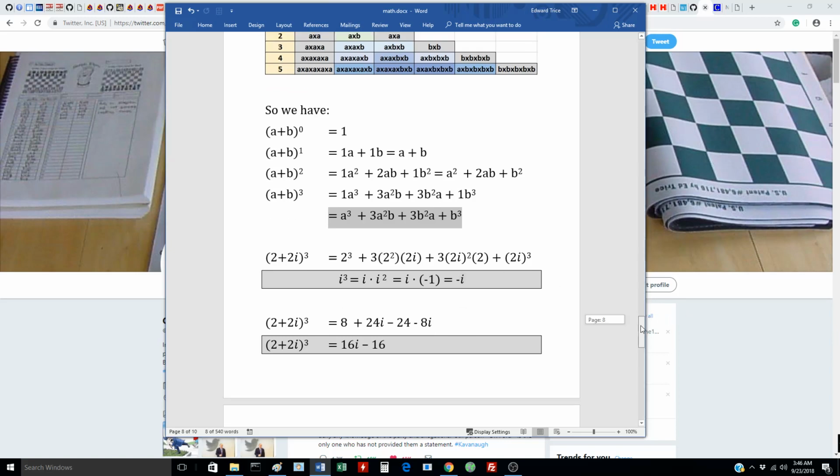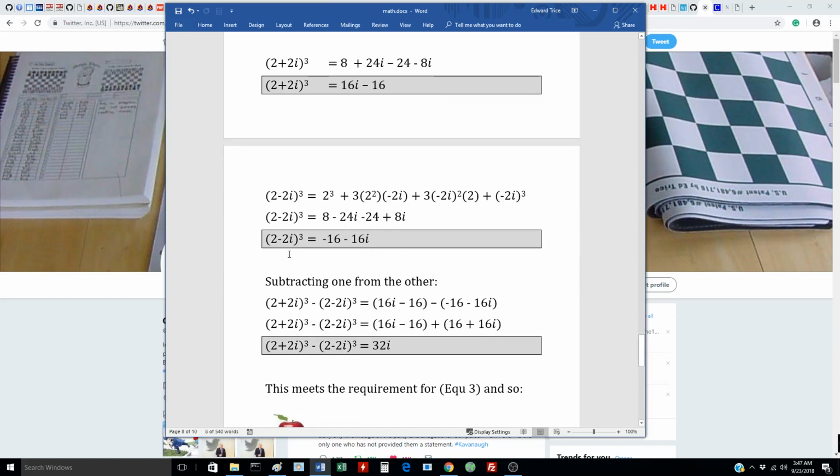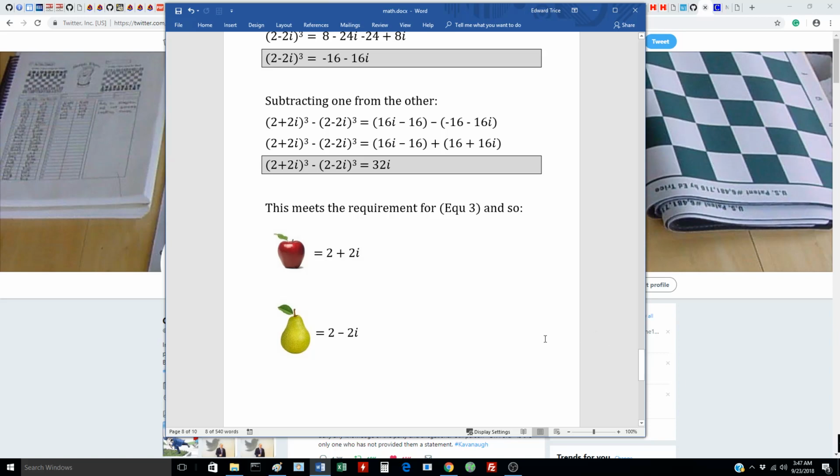All right. Now, doing the same for 2 plus 2i cubed, you get 16i minus 16 is what 2 plus 2i cubed is. And when you do it for 2 minus 2i cubed, you got minus 16 minus 16i. Now remember, one of these terms is going to be the apple and one of them is going to be the pear. And we know that the answer says the difference between the apple cubed and the pear cubed is 32i. So just subtracting one from the other to see what we get. You can easily determine by trial and error that the apple is 2 plus 2i, the pear is 2 minus 2i, and if you switch them around, it will not solve equation 3 in the original problem.